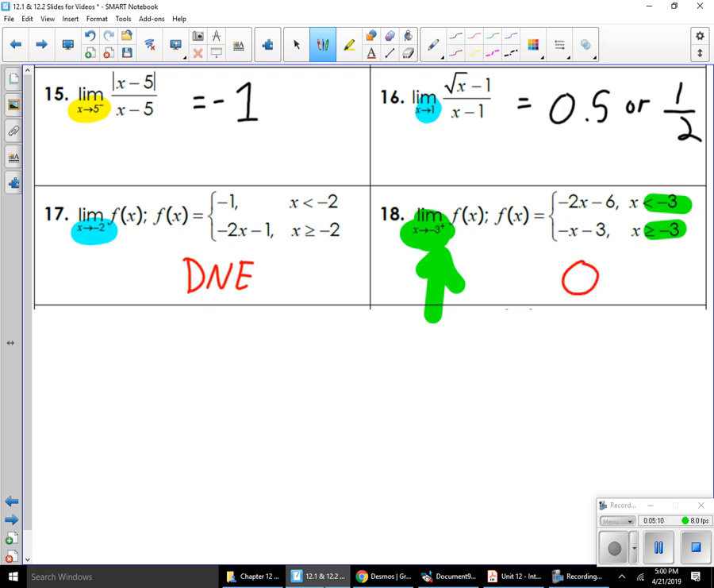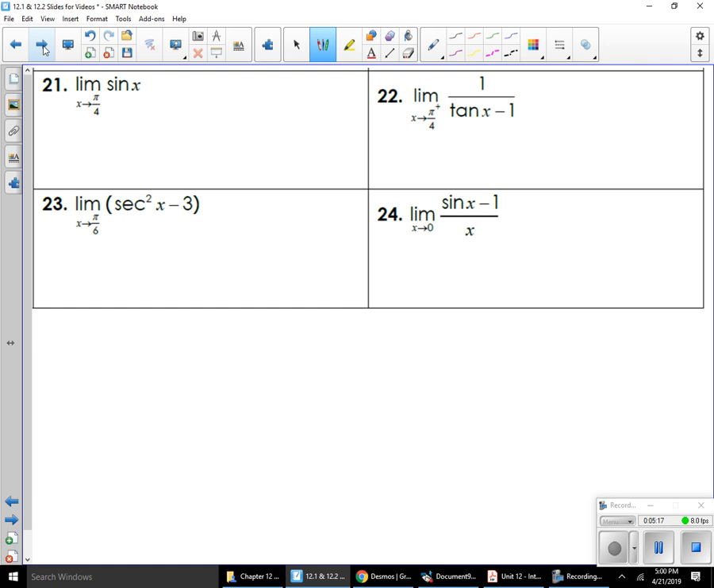So just because it's piecewise doesn't mean the limit doesn't exist. Some piecewise functions do meet in the middle. Let's go ahead and look at some trig examples, everybody's favorite.